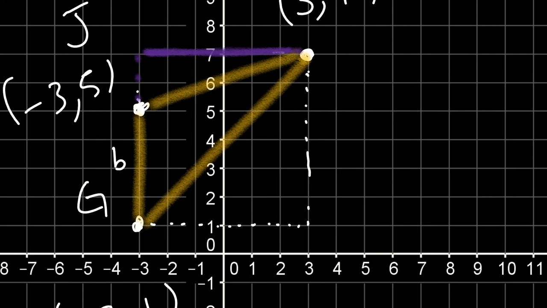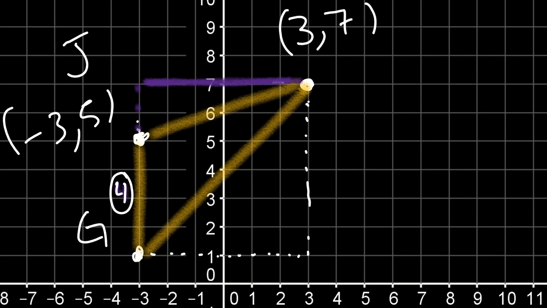And there's a 5 and a 1. 5 minus 1 is 4. I'll put down that this is 4. This is the base of that triangle, and the height of it is the difference between points J and H. The x values for J and H go from -3 to +3. So this is 6 units long, right? The height is 6 units long.